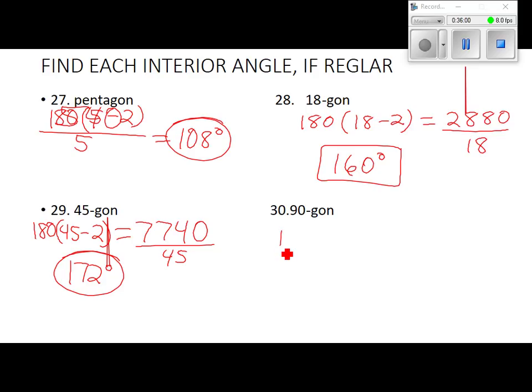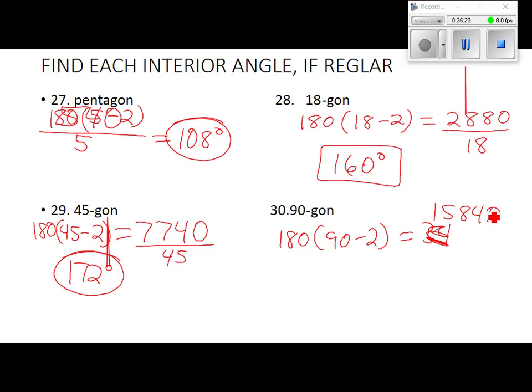Next one. 15,418? Doesn't sound right. 90 minus 2, that's 88 times 180. Yeah, that's not right. What is it? 15,840. That sounds better. And then divide that by.